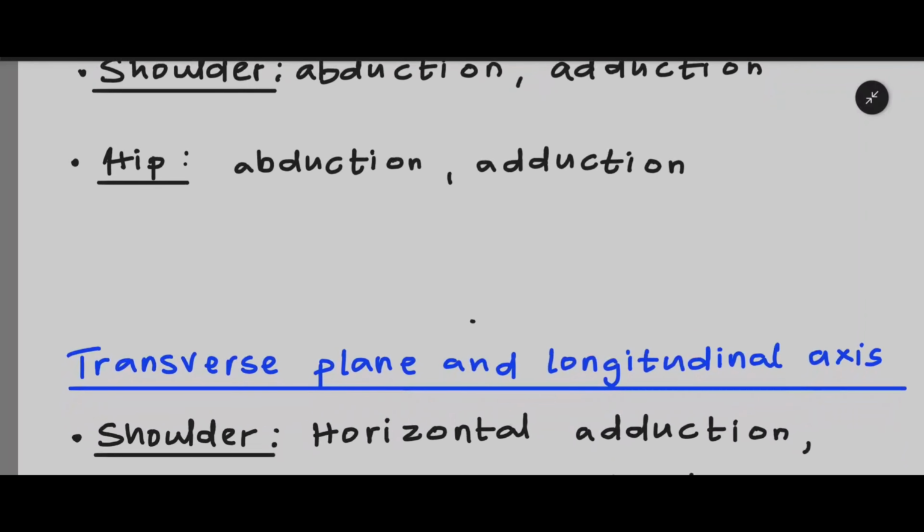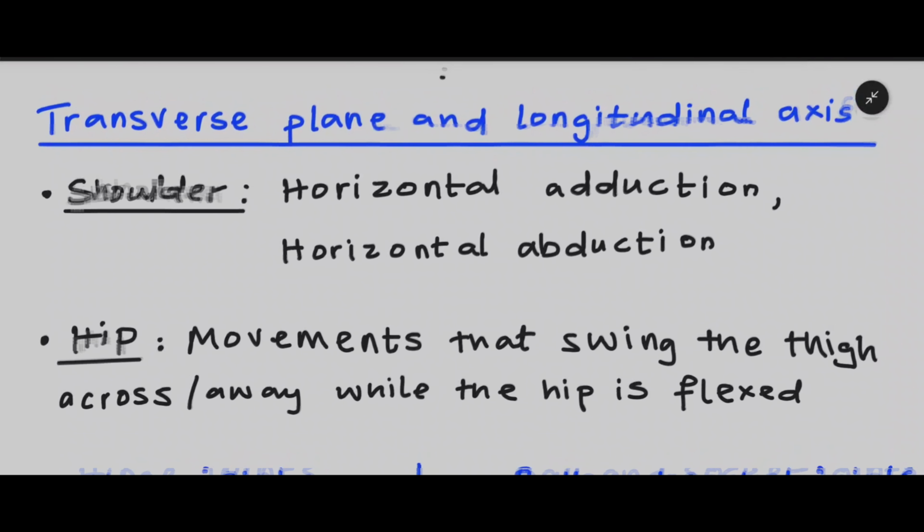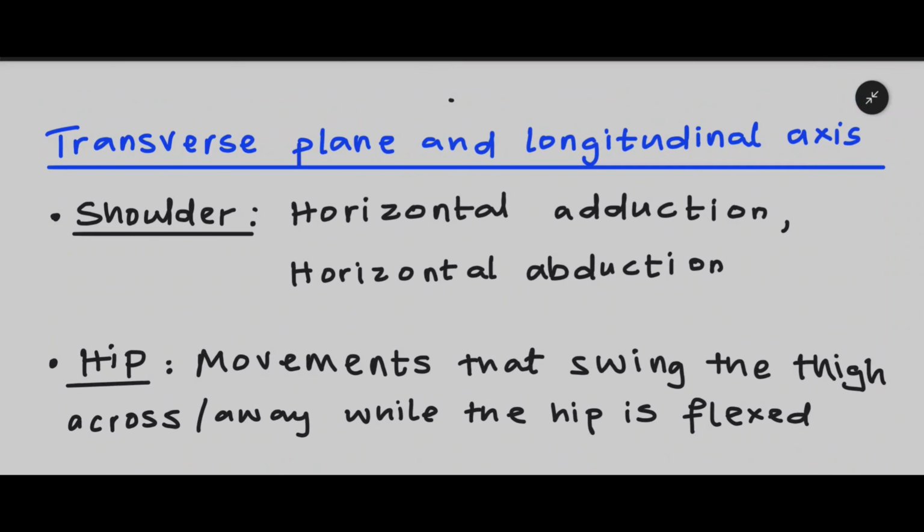Next, let's look at the movements that happen at the transverse plane about the longitudinal axis. So some sporting examples could be something like the push phase of a chest pass or a bench press, or even the lowering phase of a bench press, or the pullback over your head before a throw-in in football. Those are all sporting examples that happen at the transverse plane and the longitudinal axis.